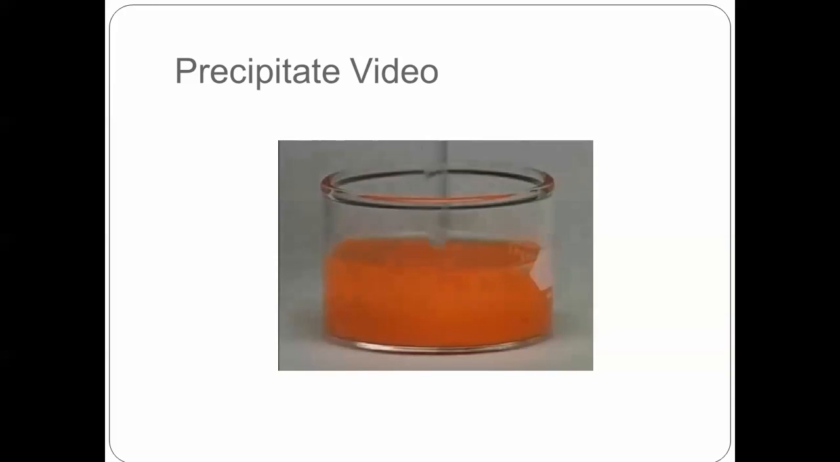In the video, there was a clear liquid and a somewhat clear liquid. When the two of those were combined, you saw the orange cloud appear. That orange cloud was actually teeny tiny solid particles, and those solid particles, again, are called a precipitate.